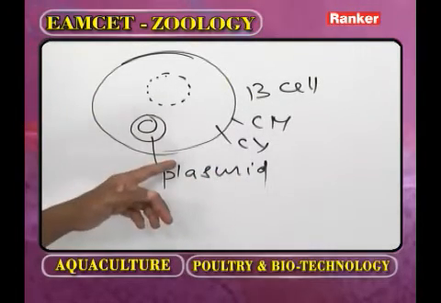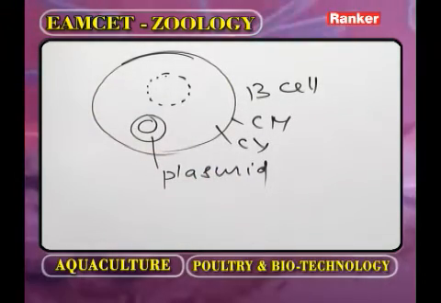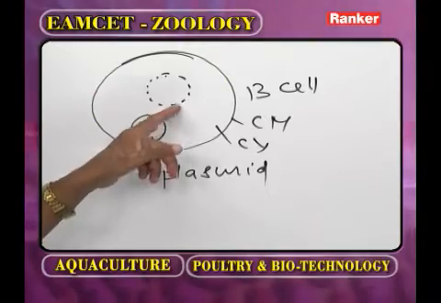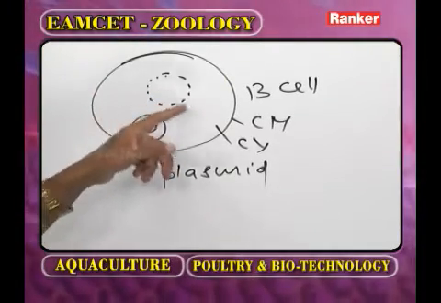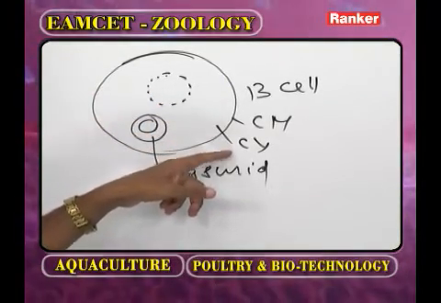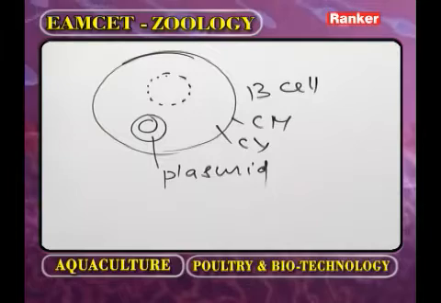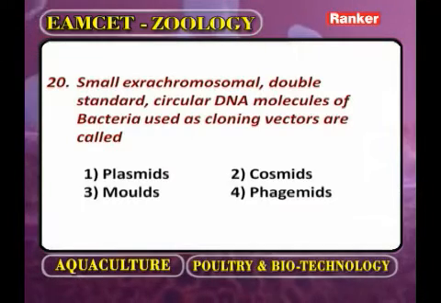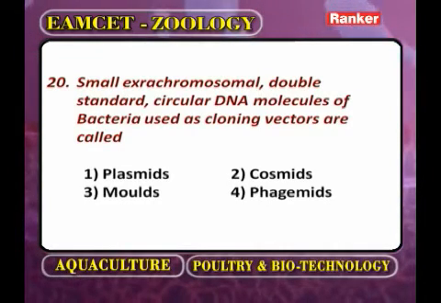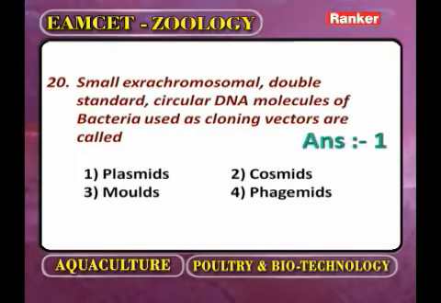What is meant by plasmid? It is a type of DNA present outside the nuclear material in the cytoplasm. It is called extra chromosomal DNA. Now based on this, what is the answer? The answer is the plasmid. The next question.